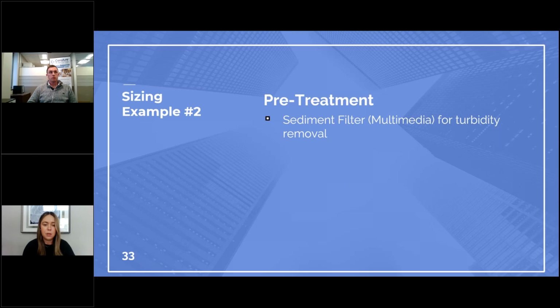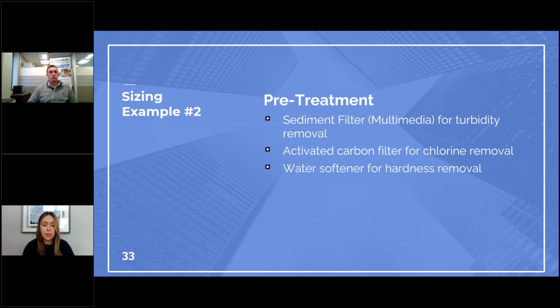So in this case, I'm going to choose a multimedia filter for the turbidity removal. I'm going to choose an activated carbon filter for chlorine. And we're going to go with the water softener in this case for hardness removal. There's no space limitations. They're more comfortable with water softener.